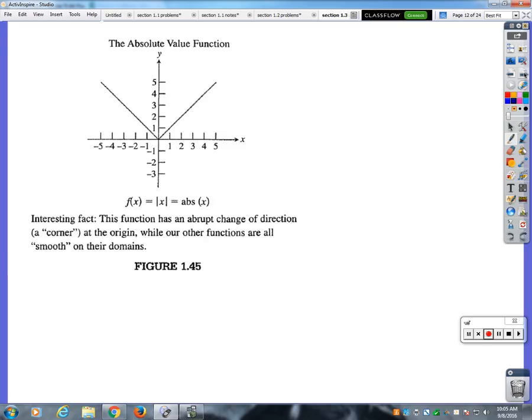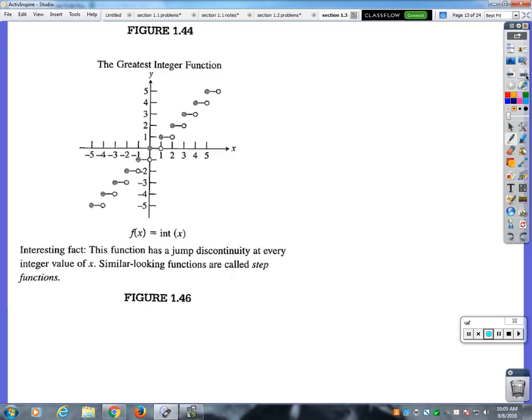So this is a function that math teachers like to throw at you a lot because weird things happen to the graphs. So for example, what they're saying here is that this is a continuous function. There's no break in the graph, but it's not a particularly smooth function. It has that abrupt change in it.